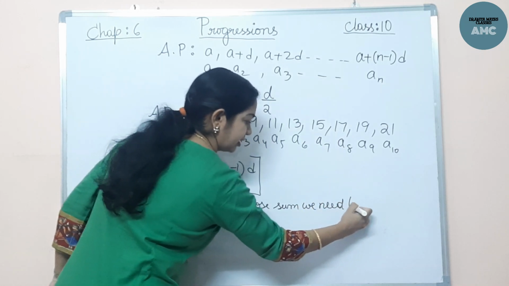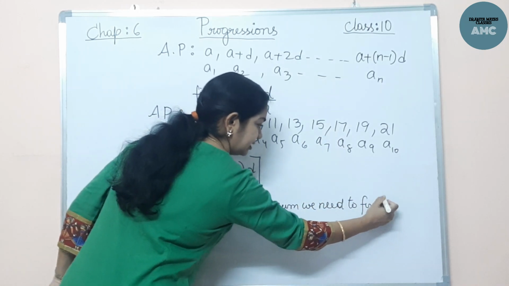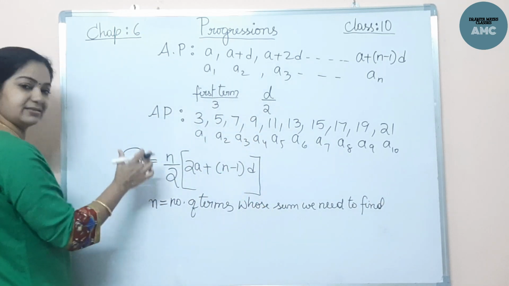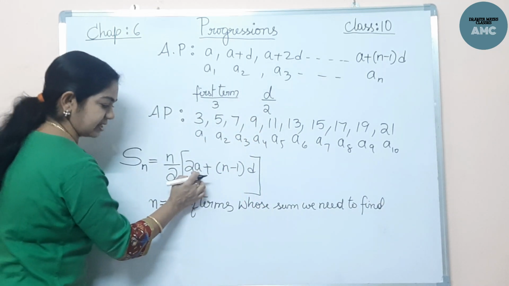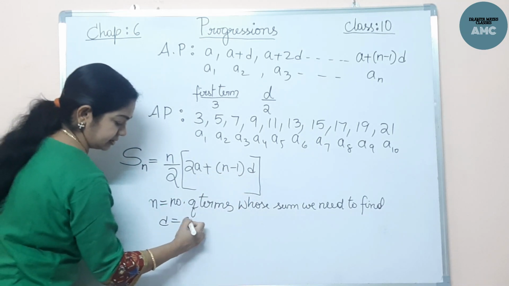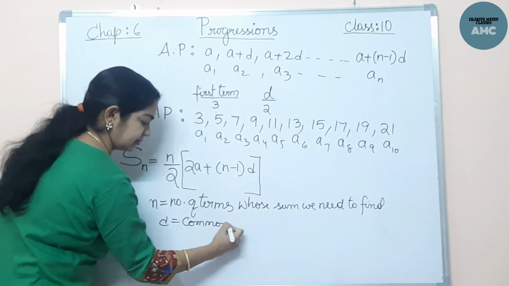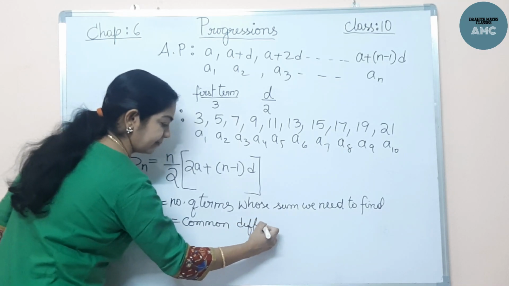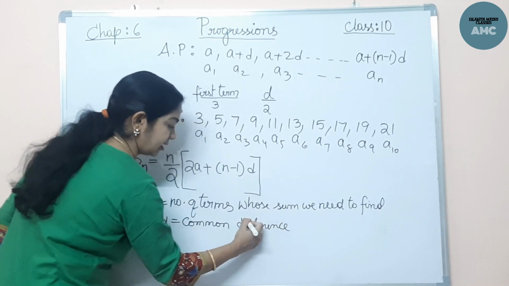We need to find the sum, that is the N. So S is sum, right? And the terms, A is the first term and D is the common difference. So you know all the terms, you can apply them and you can easily find out.